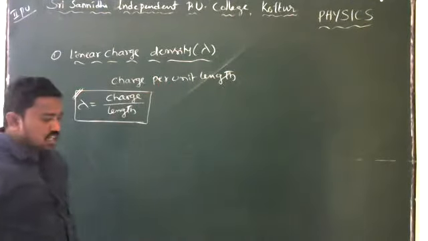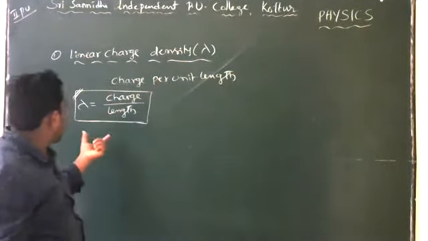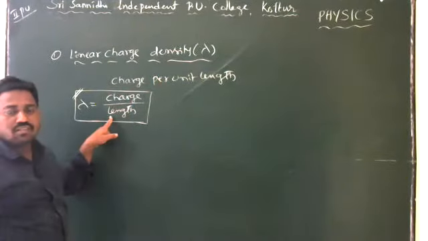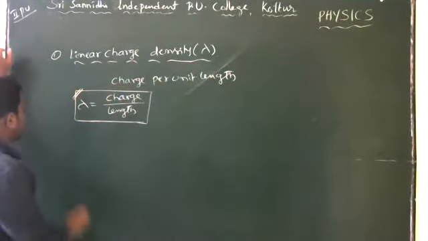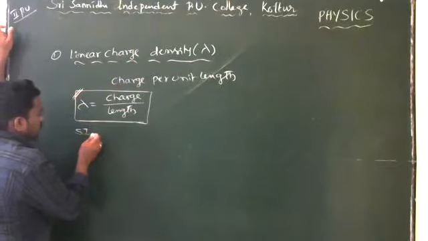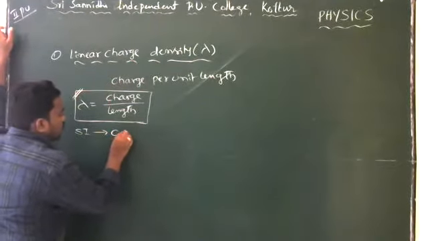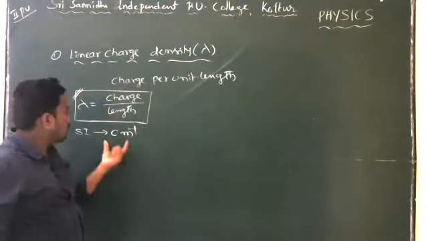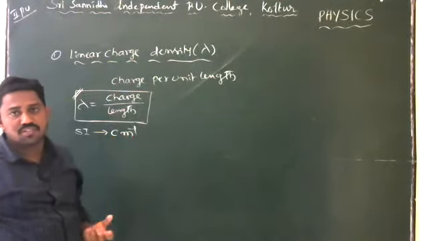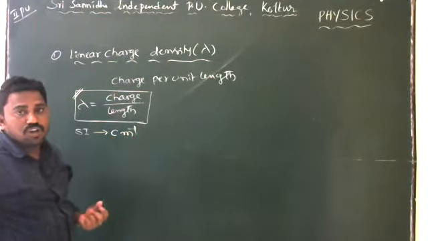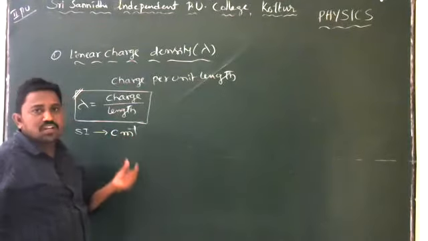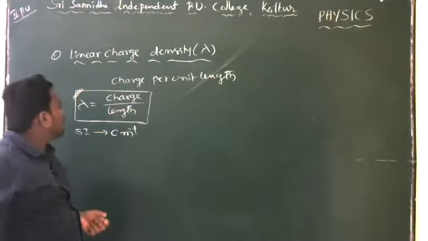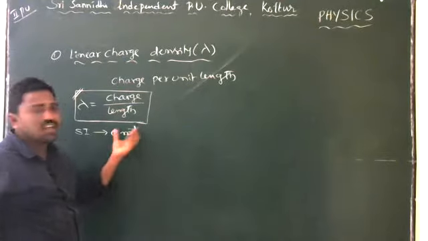So linear charge density, lambda, is equal to charge by length: charge per unit length. What is the SI unit? The SI unit of charge is coulomb, and length is measured in meter. So the unit is coulomb per meter, or coulomb meter inverse, not centimeter inverse. Don't confuse them. The SI unit of linear charge density is coulomb meter inverse.